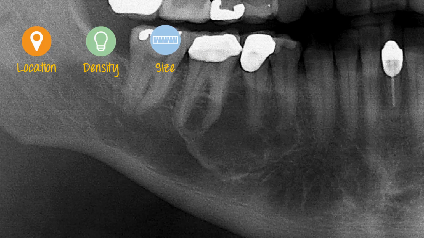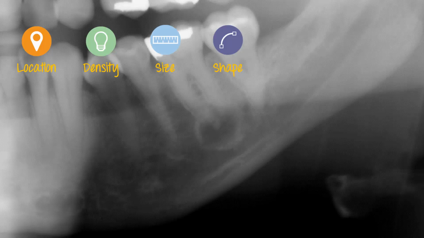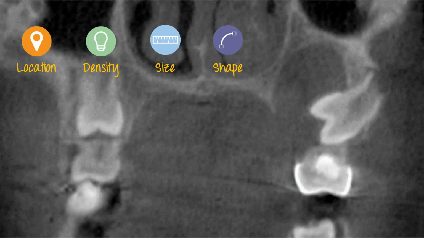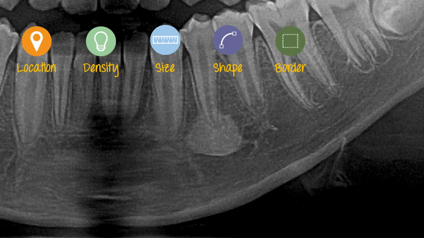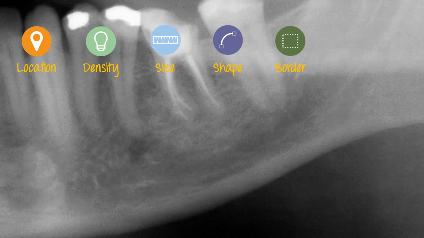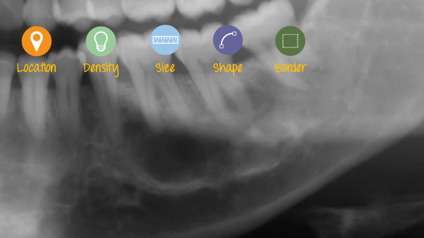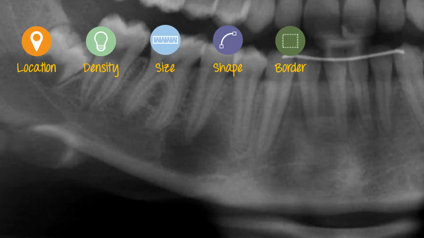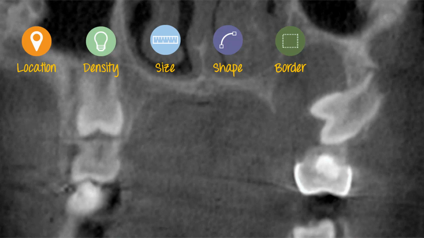The fourth feature is the shape of the lesion. For example, is this lesion circular or oval? Maybe you will see an entity that is linear or teardrop shaped. Fifth, we'll describe the border of the lesion. Is it well defined or irregular or corticated? Maybe not corticated. Is the border continuous or disrupted?